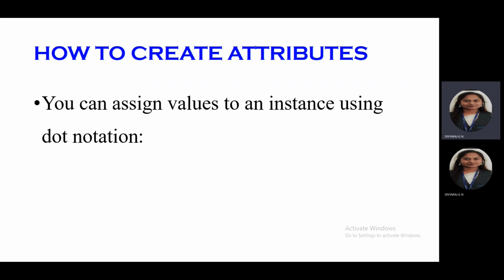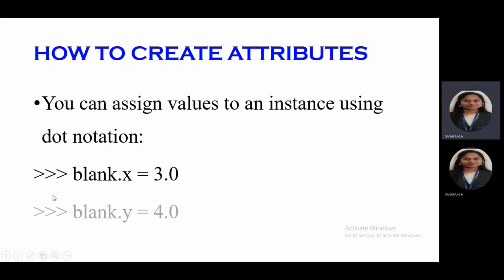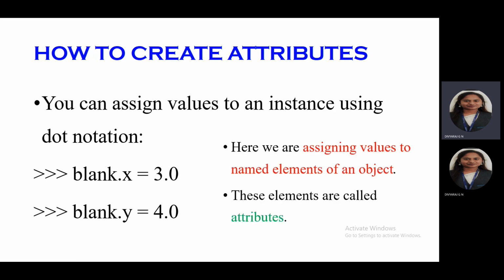So how to create attributes? See here. You can assign values to an instance using dot notation. There's one more example here, blank.x = 3 and blank.y = 4. Here we are assigning values to the named elements of an object. The named elements of the object, x and y, we call them attributes. To these attributes x and y we are assigning 3 and 4.